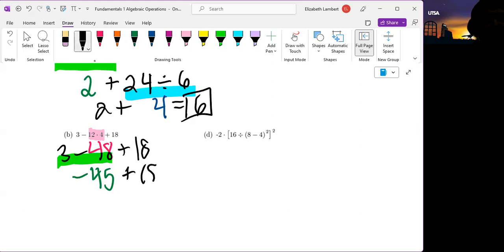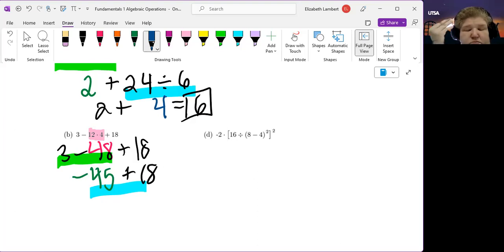And now we're going to do negative 45 plus 18. So what we really have to do is subtract them, and then the 45 is larger, so we're going to have a negative result. All right, so 45 minus 18 is 27. So negative 45 plus 18 is negative 27. All right, not too bad. I'll do the other two in the next video.